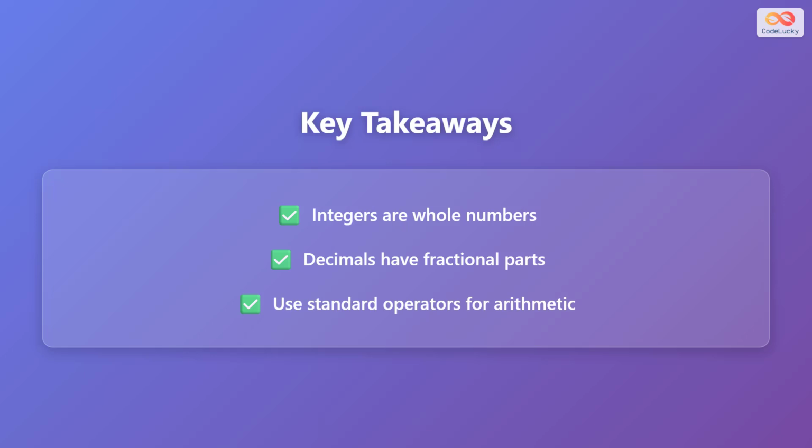Let's recap what we've learned. First, integers are whole numbers without decimal points, perfect for counting and discrete values. Second, decimals have fractional parts after the decimal point, ideal for precise calculations. Third, you can use standard arithmetic operators like plus, minus, asterisk, and forward slash for calculations, along with advanced operators like modulus and exponentiation. Understanding these numeric types and operations forms the foundation for working with data in PowerShell. Practice using these in your scripts to become comfortable with numeric operations.